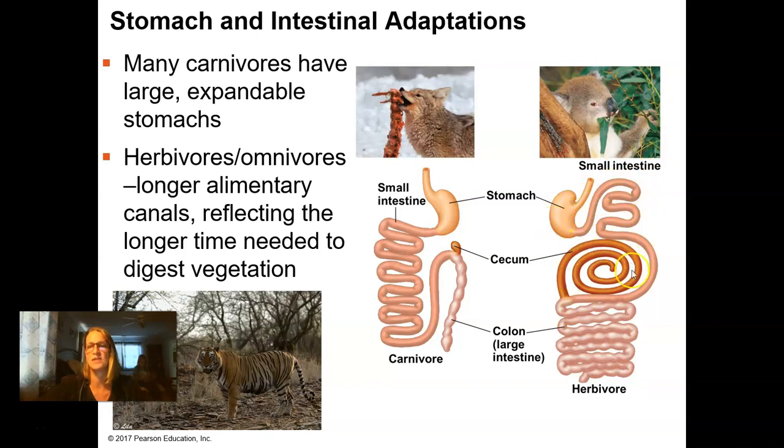Look at how long the cecum is. You guys remember what the cecum is for? That is for helping digest plant material. So the cecum in this koala is really, really long. And the colon, the large intestine, is much longer as well. The small intestine is actually a little bit shorter, but overall, the herbivore digestive tract is much longer than the carnivore digestive tract.